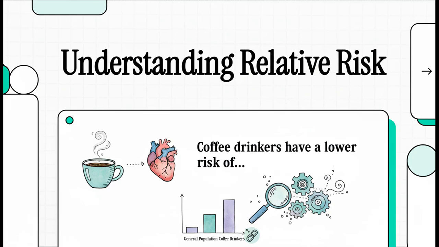You've seen the headlines, right? Coffee drinkers have a lower risk of heart disease. But what does that actually mean? Like, how do scientists even figure that out?